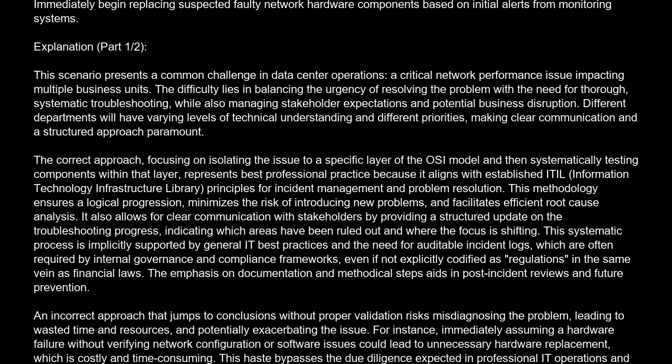An incorrect approach that jumps to conclusions without proper validation risks misdiagnosing the problem, leading to wasted time and resources, and potentially exacerbating the issue. For instance, immediately assuming a hardware failure without verifying network configuration or software issues could lead to unnecessary hardware replacement, which is costly and time-consuming. This haste bypasses the due diligence expected in professional IT operations and could be seen as a failure to adhere to established operational procedures and service-level agreements, SLAs, which often mandate a structured incident response.